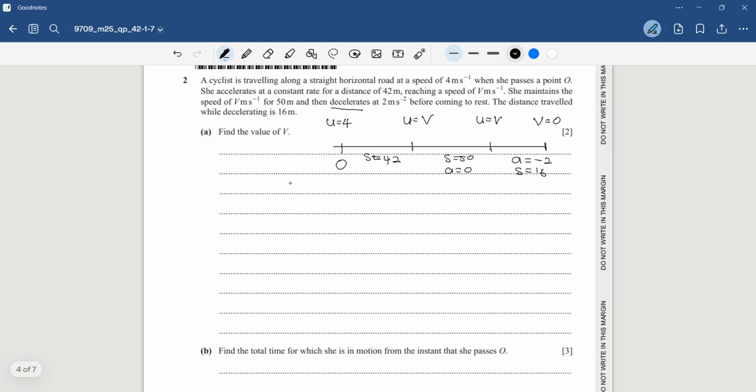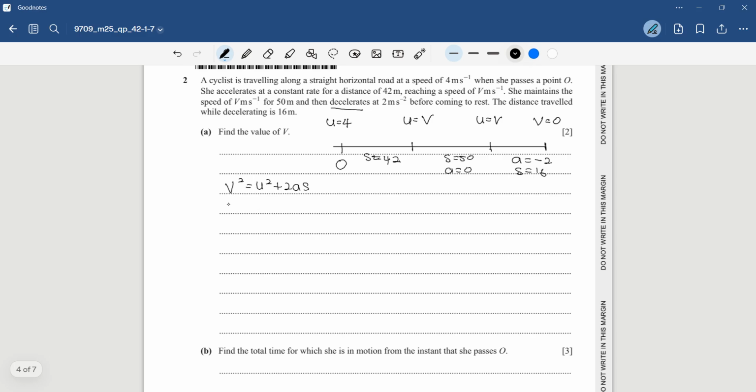So here I can use the constant acceleration formula, the SUVAT formula. I think I got the information of the initial velocity, which is u, the final velocity, which is v, a, and s. So I can use v squared equals u squared plus 2as.